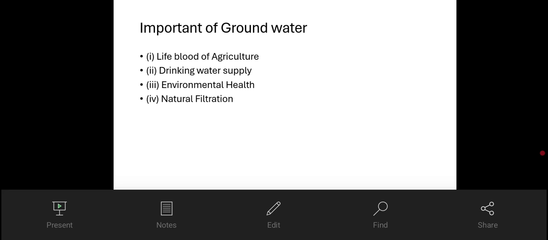Environmental health. Groundwater is what keeps rivers flowing even when it hasn't rained for weeks. This is called base flow. It also feeds wetlands and springs, which are critical habitat for many species. When groundwater is pumped out too quickly, the ground above can literally sink, damaging buildings and infrastructure.